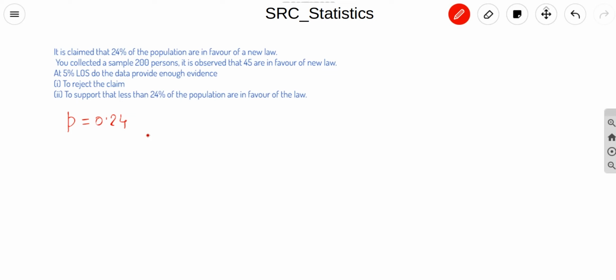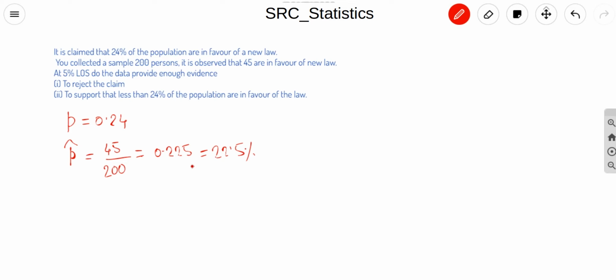Why are we doing hypothesis testing? See, it is a claim that 24% of the population are in favor of the new law, and our sample data is sample proportion 45 by 200, which is equal to 0.225. Okay. So that is 22.5%. So clearly from the sample we can see that this is slightly less than whatever is claimed. So can't we do direct conclusion? Can't we conclude that it is less than or it is not equal to the claim?